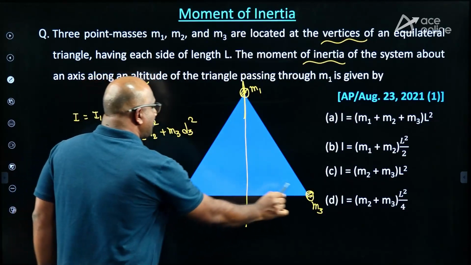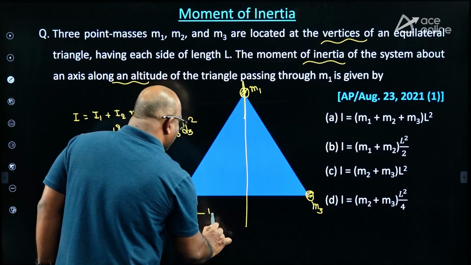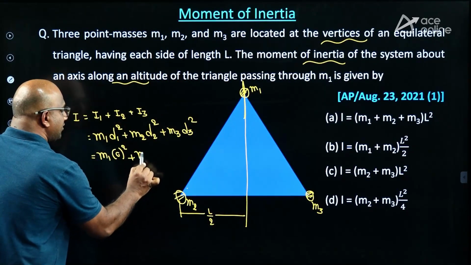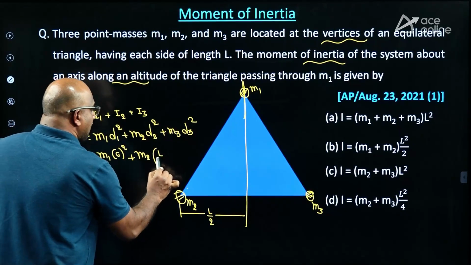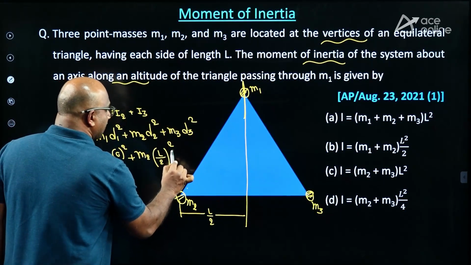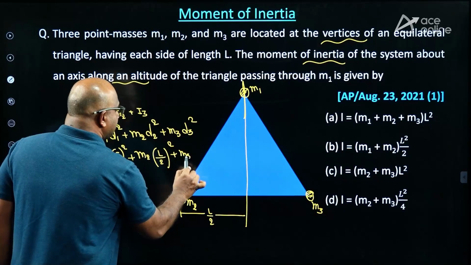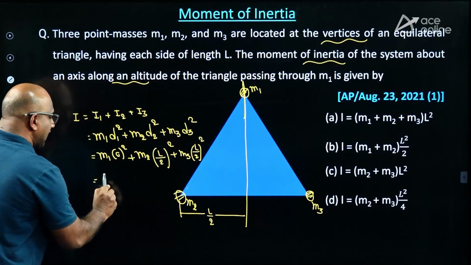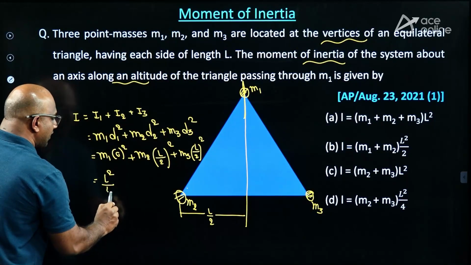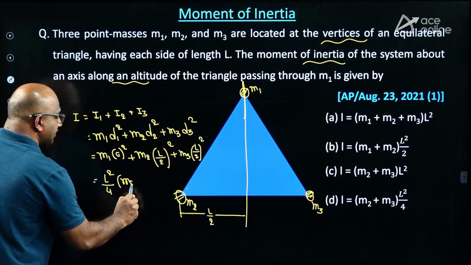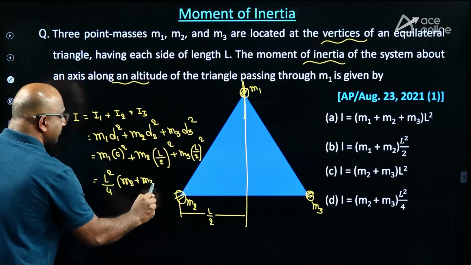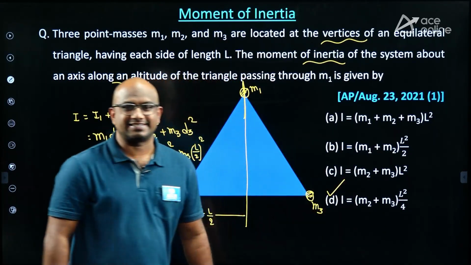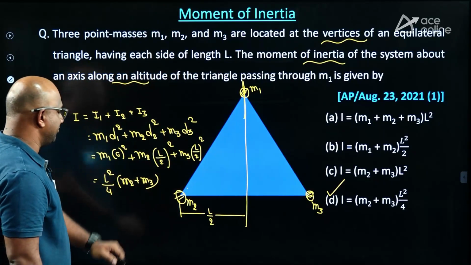Next, M2: the total length is L, so the distance is L by 2, plus M2 into L by 2 whole square, plus M3 into L by 2 whole square. Take L square by 4 common. How much is coming here? M2 plus M3. The answer is coming as option D, guys. I hope this is clear for you.